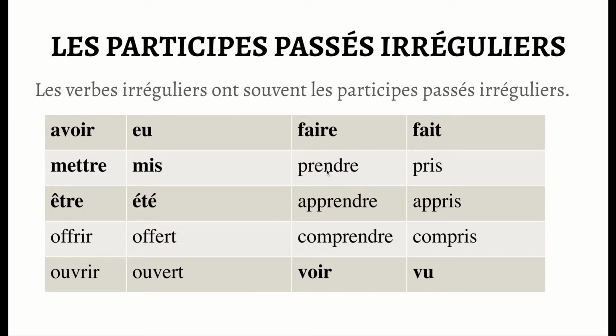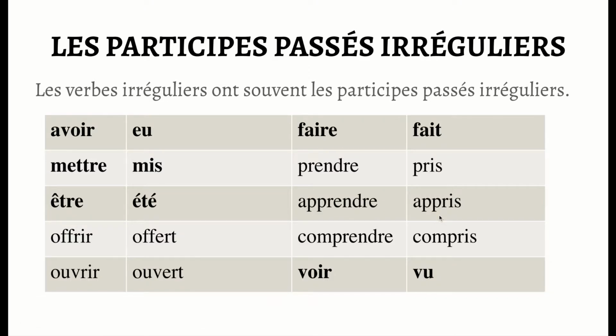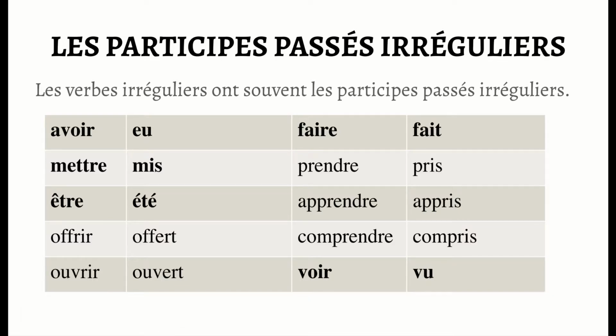So I included those because we did talk about prendre, to take, in the past. So prendre, pris. Apprendre, to learn, appris. J'ai appris, I learned. Comprendre, compris. J'ai compris. Okay. So as you can see, there are patterns within the irregular verbs, but in and of themselves, they are considered irregular. Offrir, to offer, to give, offert. Ouvrir, to open, ouvert. So you aren't responsible for knowing those ones right now. I just wanted to let you know that those are there if you did want to note those down and use those.